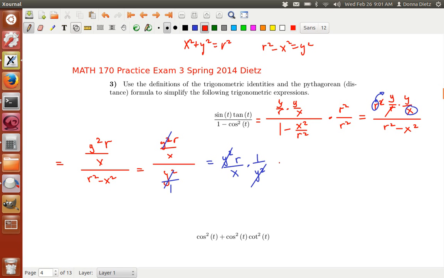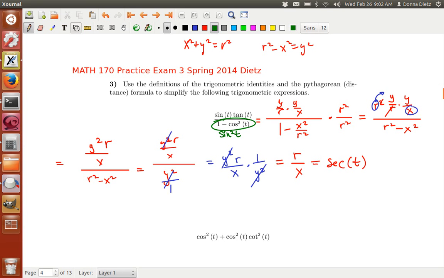Okay? So if you understand the stuff I wrote in blue, then you don't have to write it. You could just cross off the two y squareds and move on. But if that step was confusing, just write everything out. We finally get r over x, which is secant of t. Again, if you wanted to speed up your work by replacing 1 minus cosine squared with sine squared, which is the traditional way to teach these questions, you're welcome to do that.